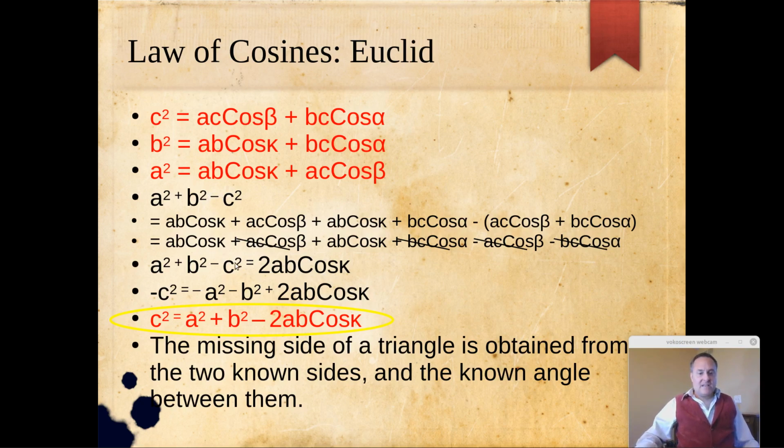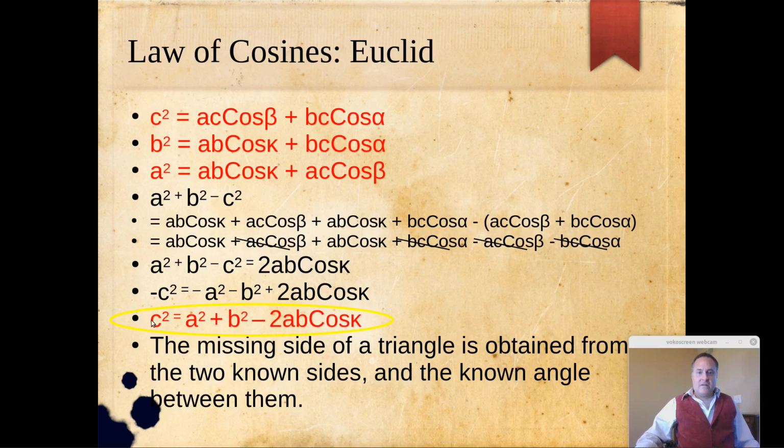Now, I'm going to isolate C by moving a squared plus b squared to the other side, in essence subtracting a squared from both sides and b squared from both sides, which I do here. And dividing both sides by -1 converts that into this equation here, which I've circled and colored red. So what I've got is c squared equals a squared plus b squared minus 2ab cosine kappa. And kappa, by the way, is the angle opposite of C.